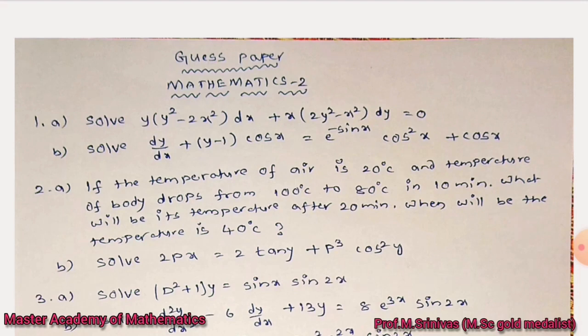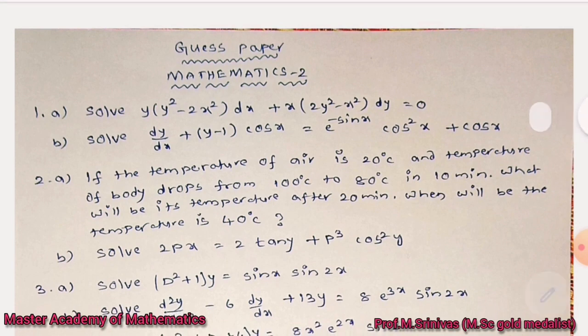If I look at the first one, 1a: solve y(y² − 2x²)dx + x(2y² − x²)dy = 0. This differential equation is in the form M dx + N dy = 0. If it is exact, you can find the solution. If non-exact, you can use any one of the 4 methods. But this problem looks like y·f(x, y)dx + x·g(x, y)dy = 0 type, so you can use the integrating factor 1/(Mx − Ny) for this problem.